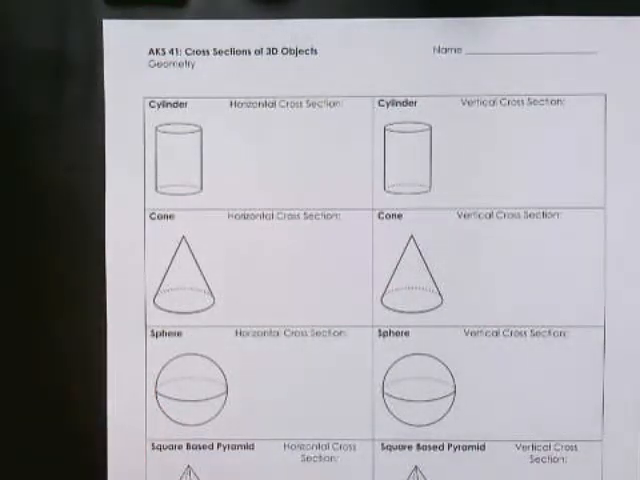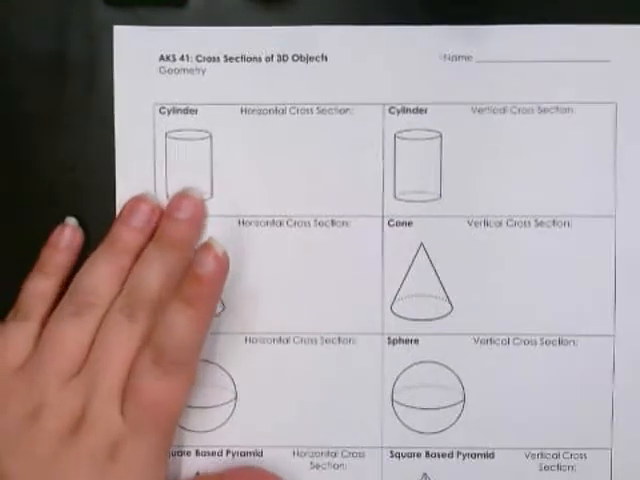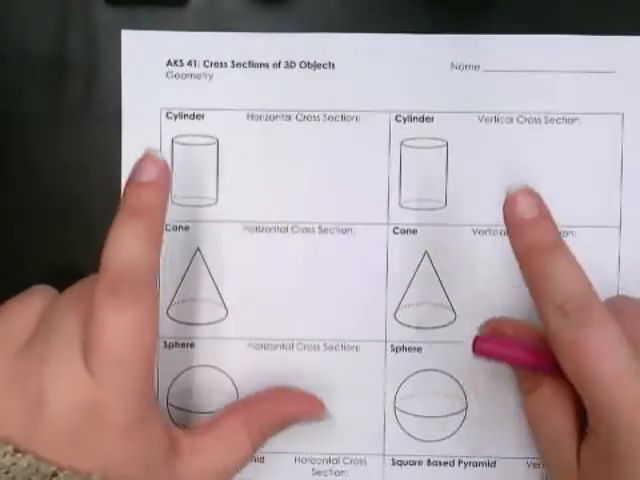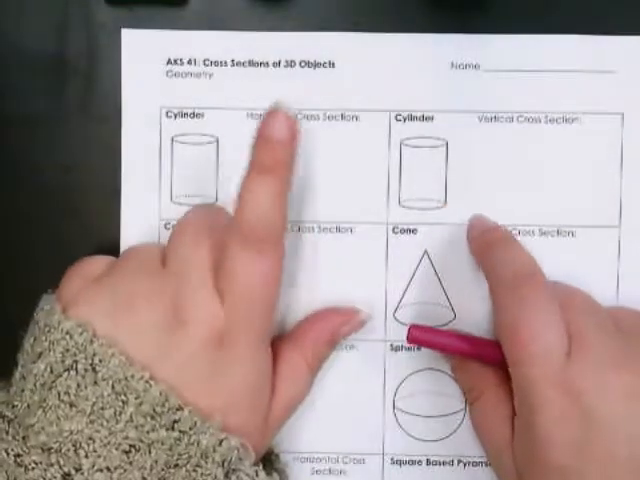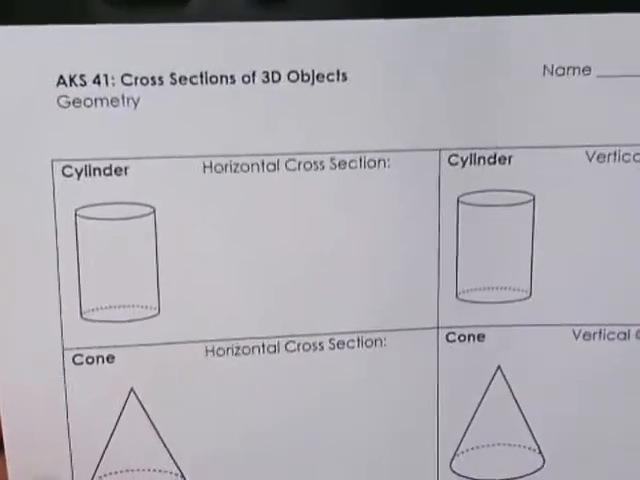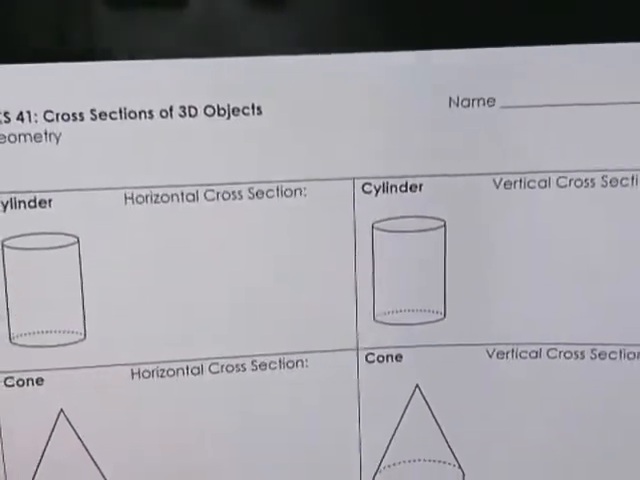All right, today we're going to go over some cross sections, and I am going to look at them by using Play-Doh. So the first one is a cylinder. We're going to look at the cross section of a cylinder. And we've got two types. I know it's hard to read, but we're looking at the horizontal and the vertical.